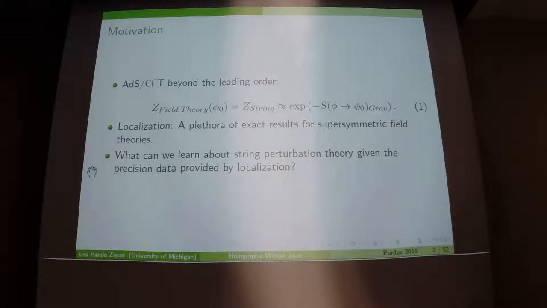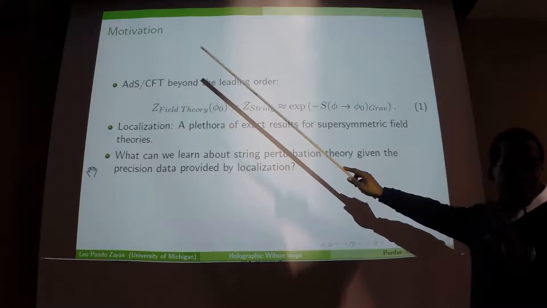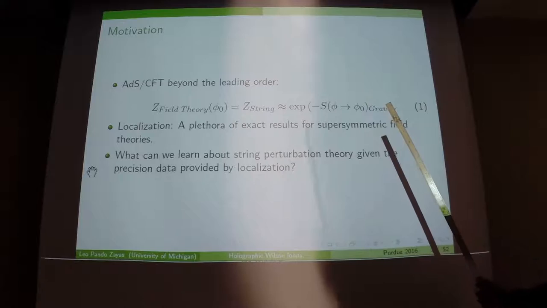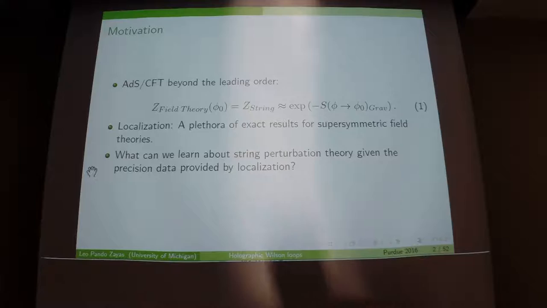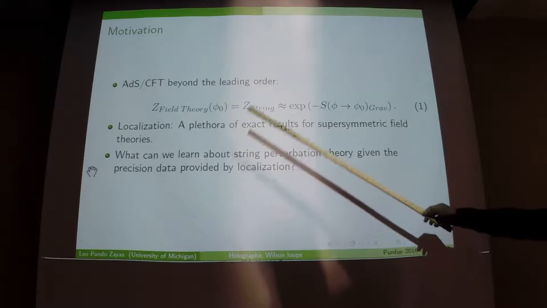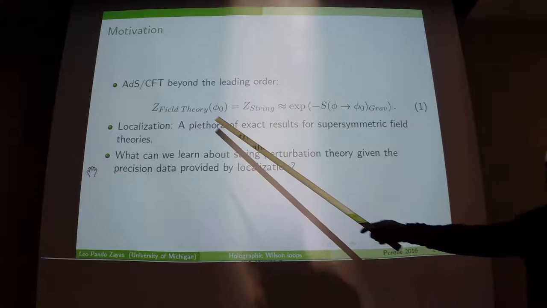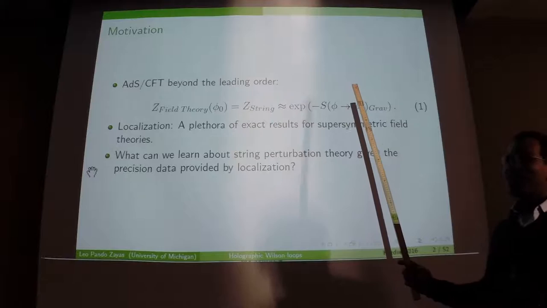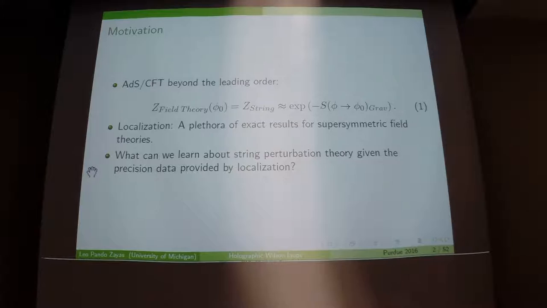So now we have localization, so we know the left-hand side exactly as a function of all parameters, N, lambda, etc. And we want to see how the string perturbation theory needs to be modified to get what we want. This is, in a sense, my idea of a precision experiment. I have the experimental answer, and I have my theory, and my theory has to work in a way that it reproduces the answer, which is exact. The whole talk will be about how to implement this using Wilson loops.